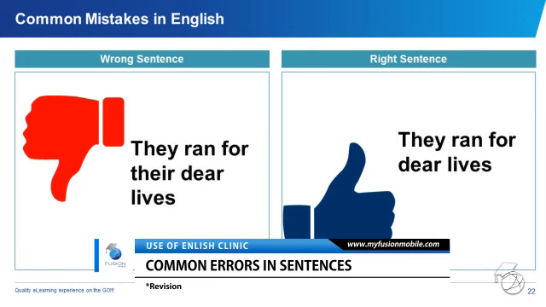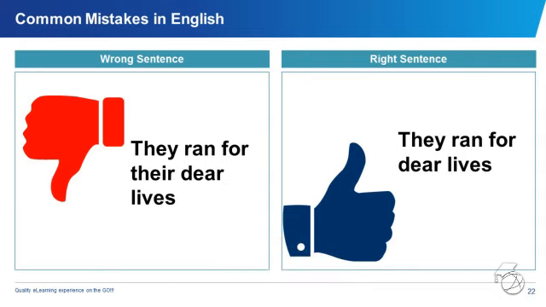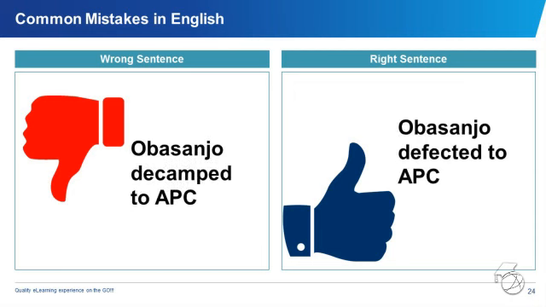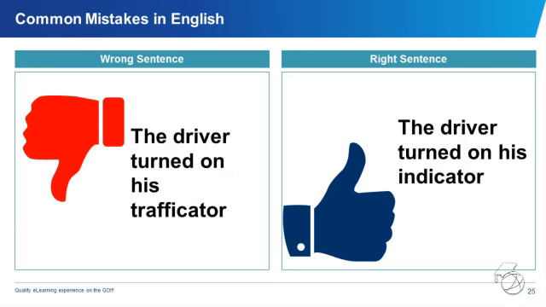They ran for their dear lives is a wrong sentence. Rather, you say they ran for their lives. It is wrong to say she failed woefully. Rather, you say she failed abysmally. It is also wrong to say Obasanjo decamped to APC. Rather, you say Obasanjo defected to APC. It is also wrong to say the driver turned on his trafficator. Instead, you say the driver turned on his indicator.